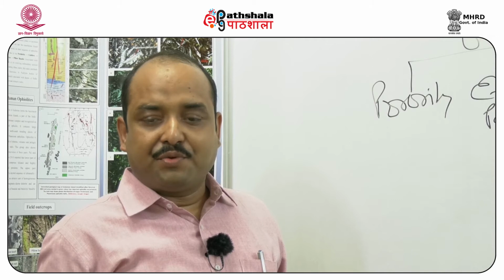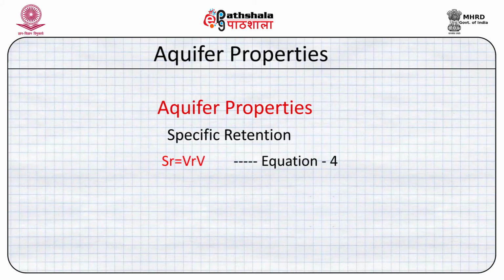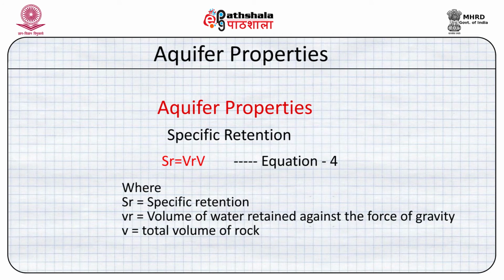Have a look at equation 4. On the left, you have SR, that is specific retention. This equals to VR, volume of water retained against the force of gravity, divided by V, total volume of rock. You will again examine there is no dimension here, it is dimensionless.